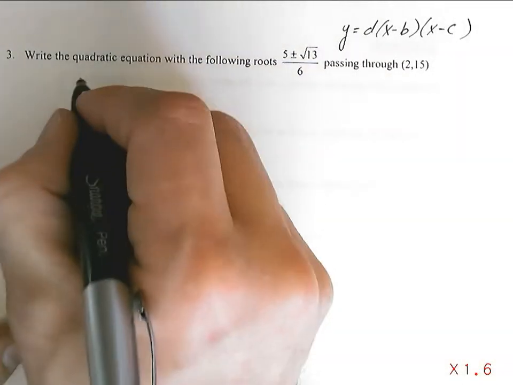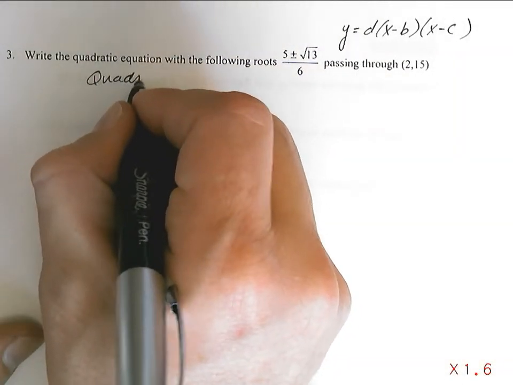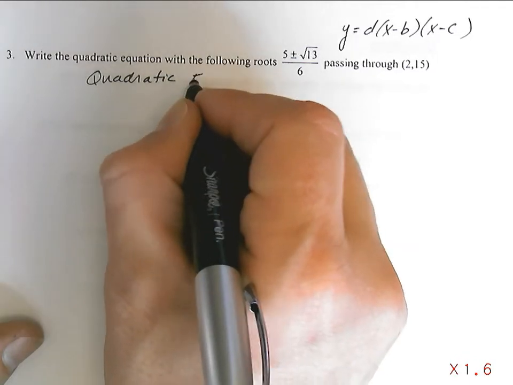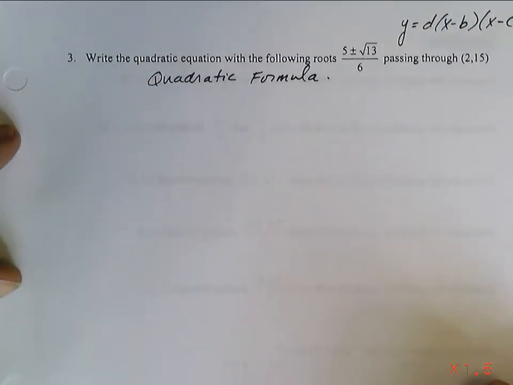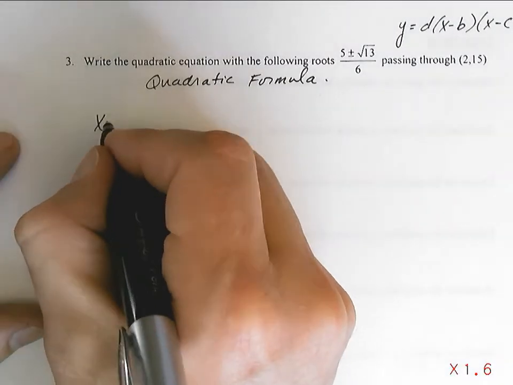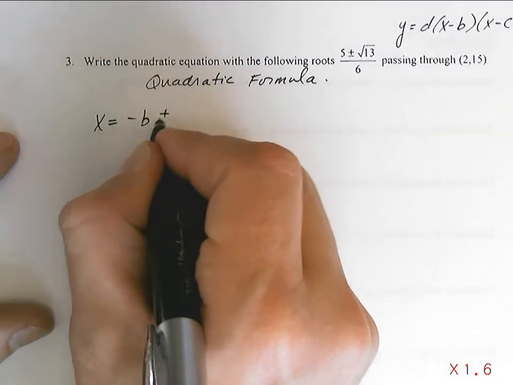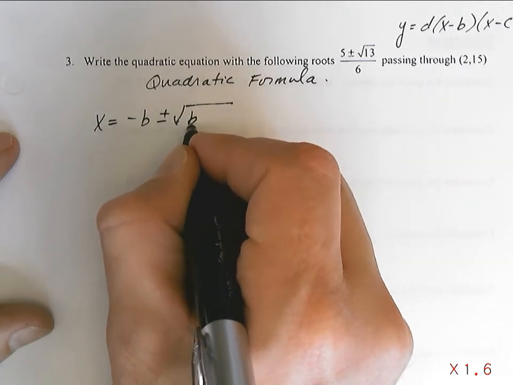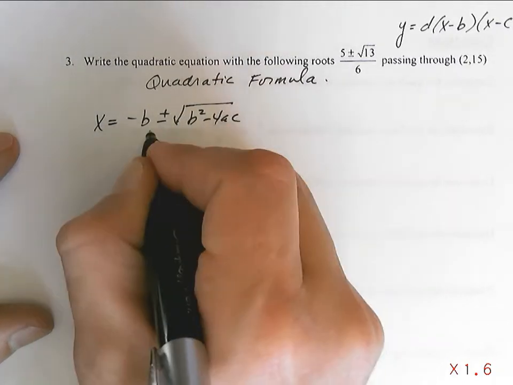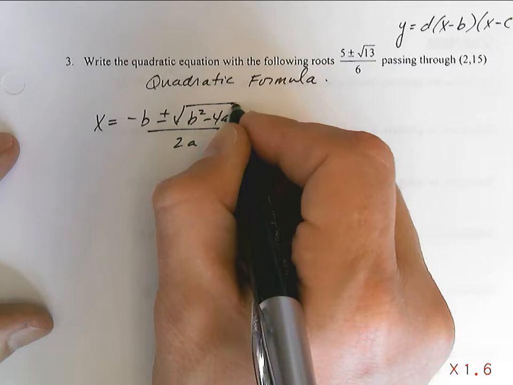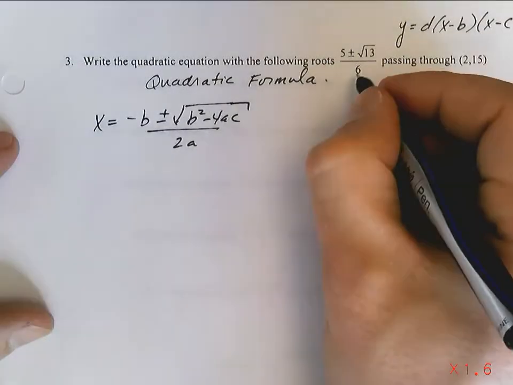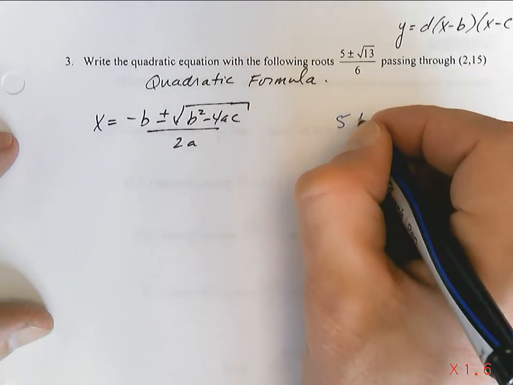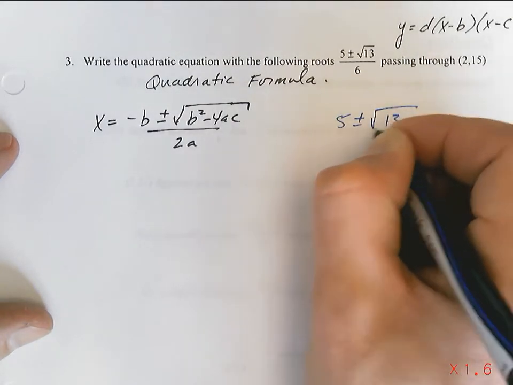It came from the quadratic formula. That's where those roots came from. So they came from me looking at minus b plus or minus square root b squared minus 4ac over top of 2a. And it kind of looks like that still, doesn't it? Look at this. You've got 5 plus or minus root 13 over 6.